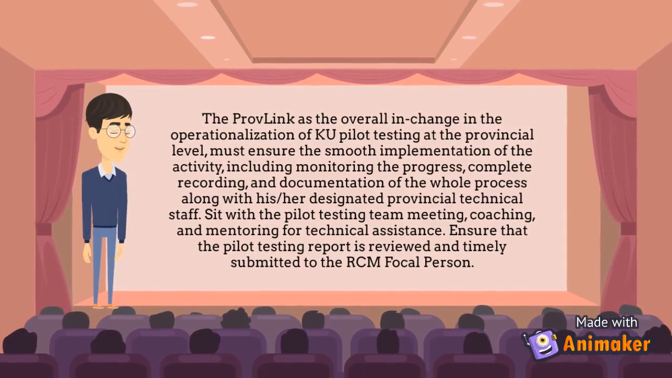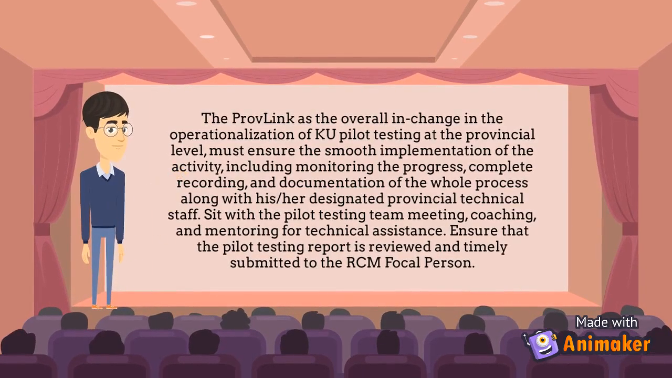The Provincial Link as the overall in charge in the operationalization of KU pilot testing at the provincial level must ensure the smooth implementation of the activity, including monitoring the progress, complete recording and documentation of the whole process, along with his or her designated provincial technical staff. The Provincial Link shall sit with the pilot testing team meeting, coaching and mentoring for technical assistance. Also, the PL shall ensure that the pilot testing report is reviewed and timely submitted to the RCM focal person.